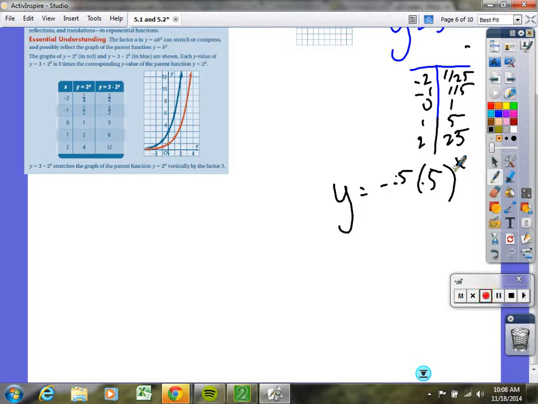So notice, that's not a 0.5, sorry. I think it just got on there. Now it's part of my parentheses. So I fixed that.